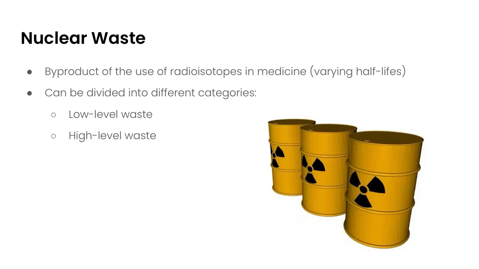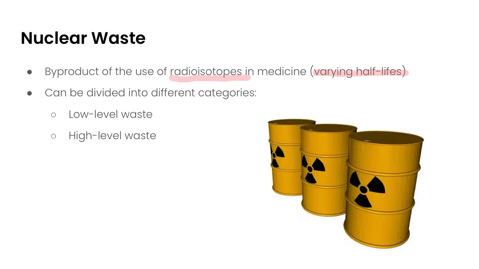In this video, we're going to begin to start taking a look at the environmental impact of some medicines. First off, we're going to take a look at nuclear waste. Nuclear waste is the byproduct of the use of different radioisotopes in medicine. We have different considerations here because they have varying half-lives. Half-life tells us how long it takes to reduce the ionizing radiation by half.